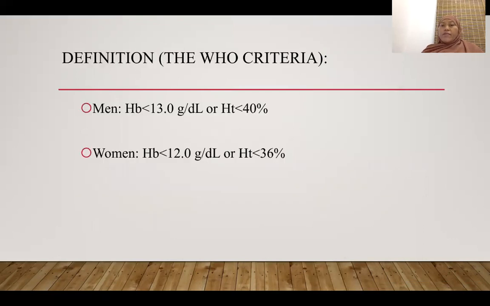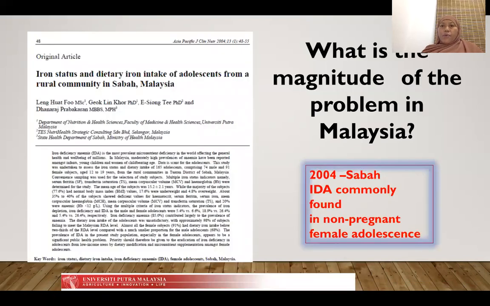But the WHO criteria, which is our worldwide or global reference, puts it in an even more objective and simpler definition, whereby anemia is defined in men when the hemoglobin is less than 13 grams per deciliter or hematocrit less than 40%, and in women, hemoglobin less than 12 grams per deciliter. What I'm trying to point out here, HB of 10 is anemic, regardless of gender, regardless of age, or the particular population. Now, what is the magnitude of the problem in Malaysia?